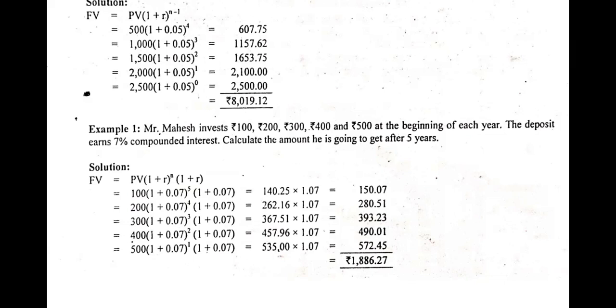Similarly, go on multiplying with the other years, like 262 into 1.07, 367 into 1.07, 457 into 1.07, 535 into 1.07. Go on multiplying with all these figures. Ultimately you get the values, do the total of that, and that value is called the future value at the end of 5 years, if the investment is made at the beginning of each year at 7% rate of interest, compounded annually.